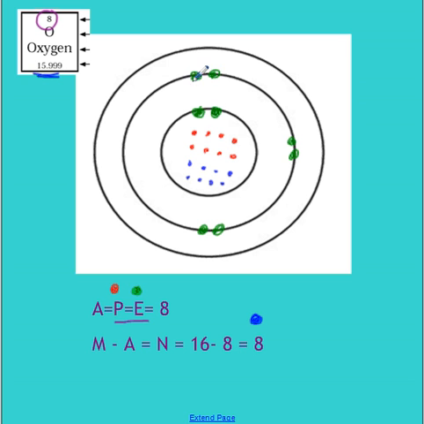Okay, so we have 1, 2, 3, 4, 5, 6, 7, 8 total. We followed the configuration rules, and this is what a Bohr model of oxygen looks like.